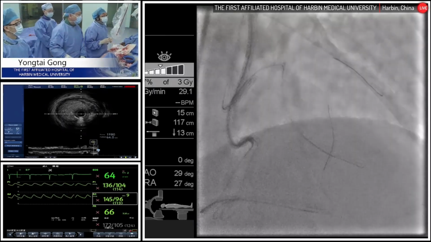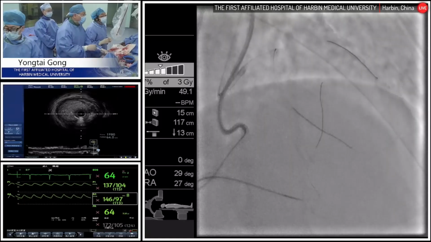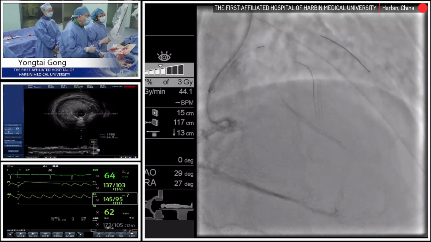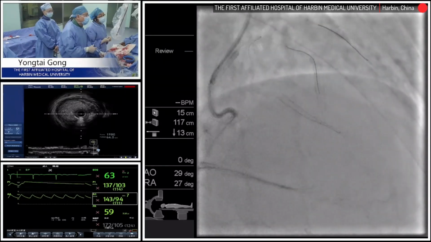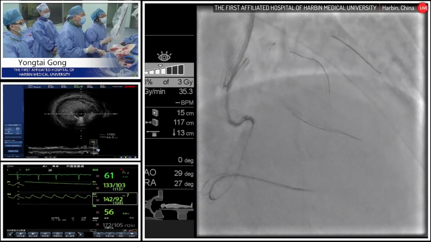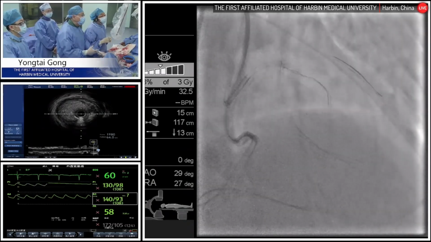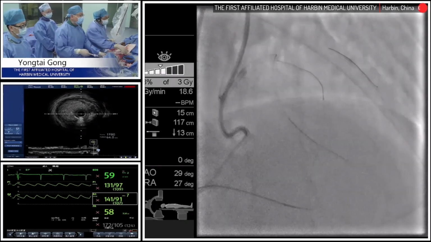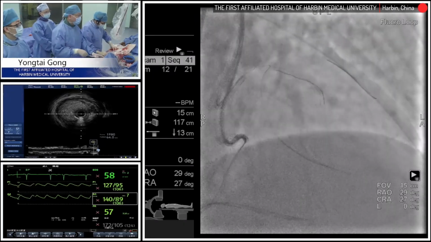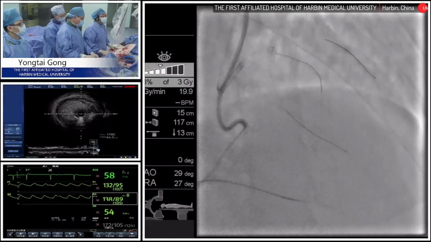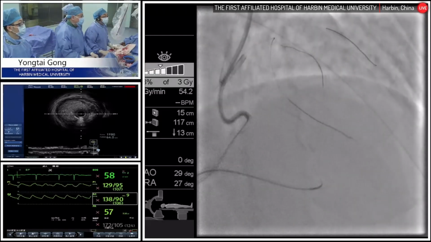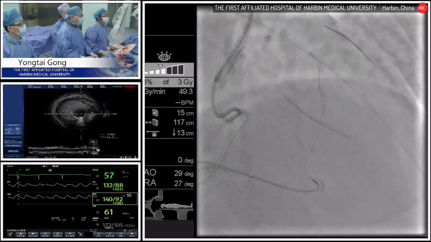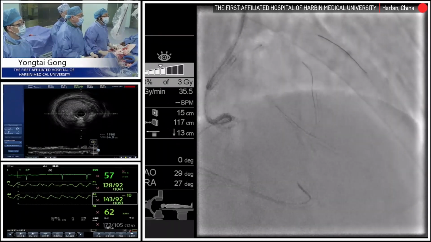Let's check whether this retrograde wire is a good choice or not. A little contrast. Okay, I think we have already gone into the CTO segment. We made some progress already. So, Professor Gong, what's the retrograde wire you are using currently? The Xeon wire. That is a commonly used retrograde wire.